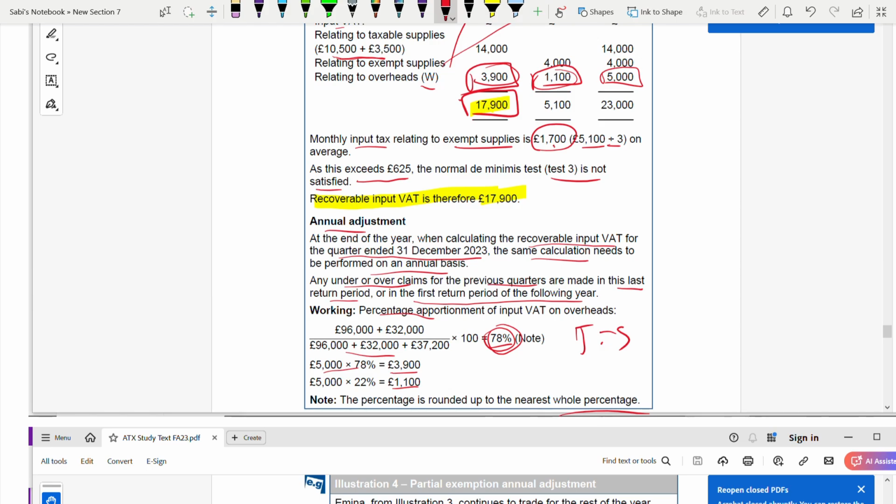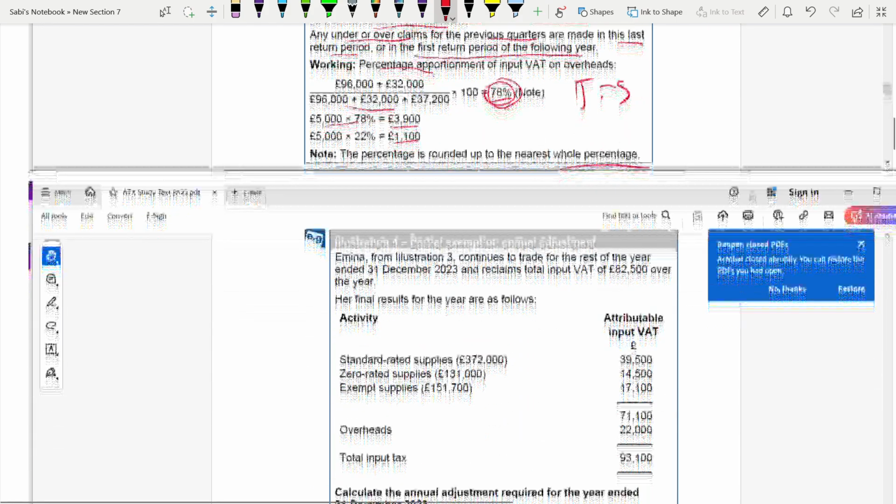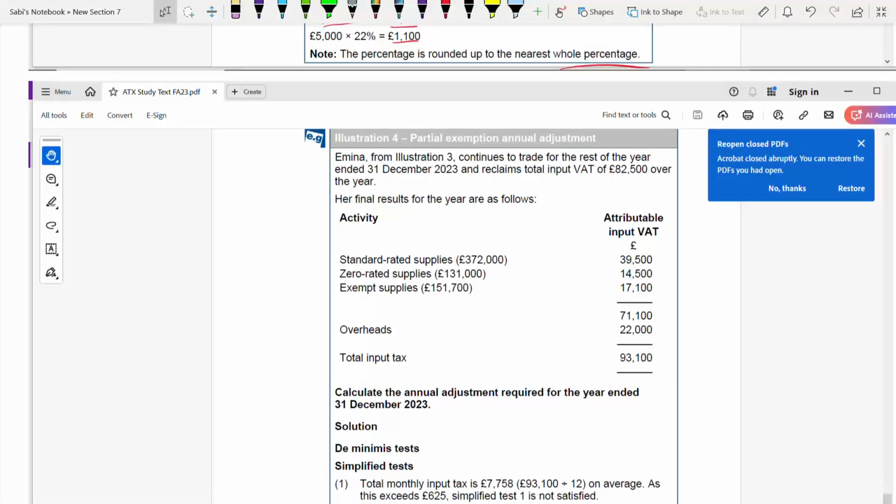Okay, now in the same way we'll come to illustration 4. This is the next question. Partial exemption annual adjustment. Here you have to do an annual adjustment. The first one was without annual adjustment. Now we are slowly coming to more difficult areas. Same way, same format you have been given.